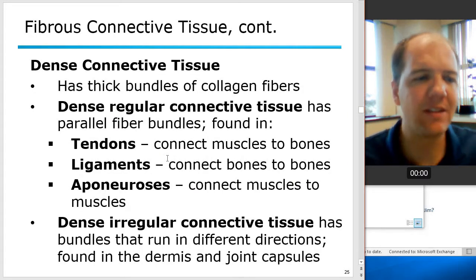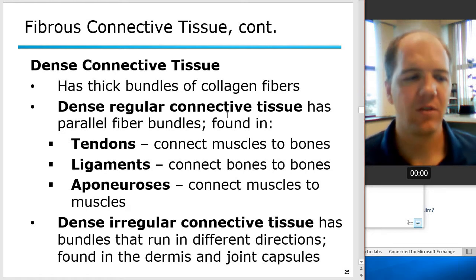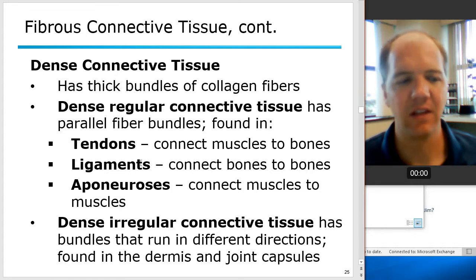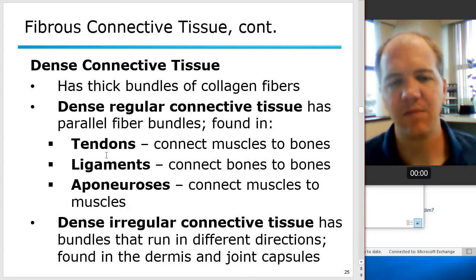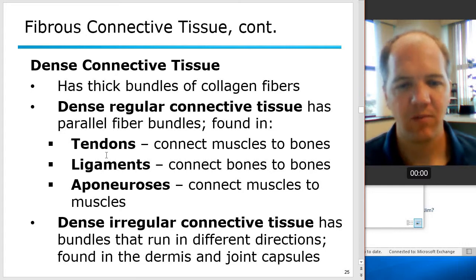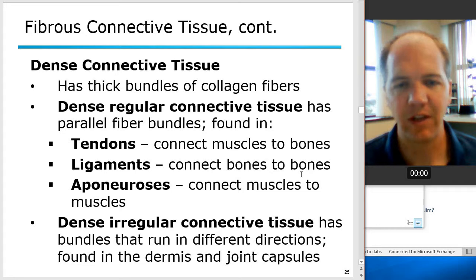Okay, the next one is dense connective tissue. This one has thick bundles of collagen fibers. So this type of connective tissue we find in tendons and ligaments and aponeuroses. So tendons connect muscles to bones. You've probably heard of those before, like the Achilles tendon and things like that. Ligaments connect bones to bones. So you have ligaments in your joints that are holding the bones together.